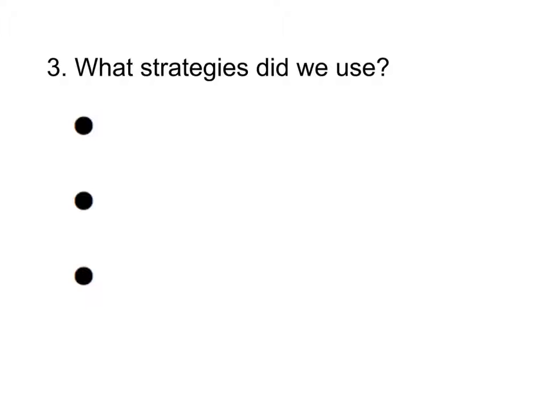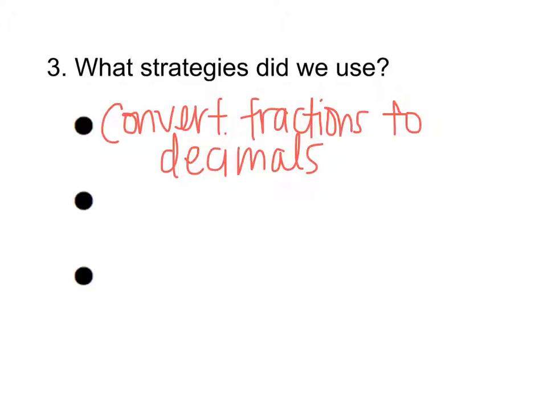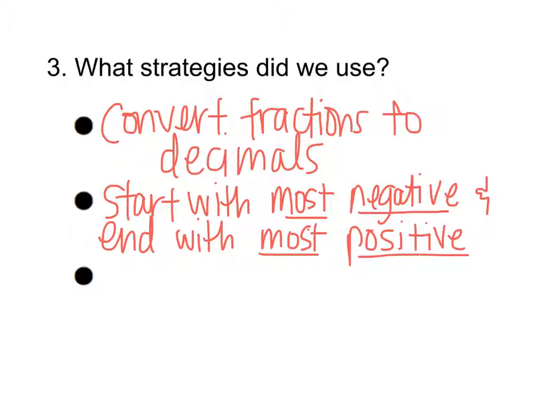So let's go over the strategies that we used. So the first strategy that I used is I converted fractions to decimals. If I have a fraction but I can convert it into a decimal, that helps me to compare numbers. The second strategy that I used is write the numbers in order from the most negative all the way up to the most positive. Finally, we want to memorize the most common types of fractions that we'll see.